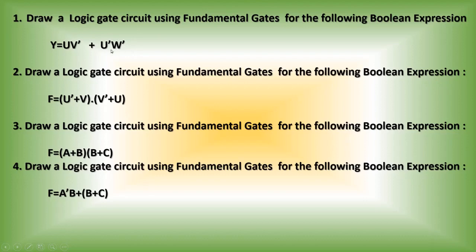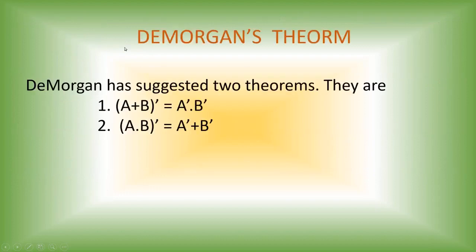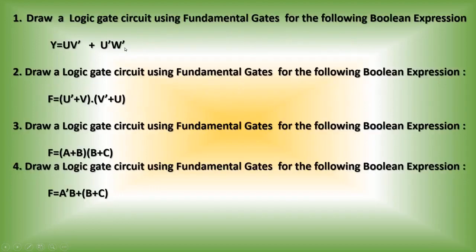And connect these two together in an AND gate. And both these outputs you have to connect to an OR gate. So that is the way you have to draw the logic circuit diagram. And next we can see De Morgan's theorem.